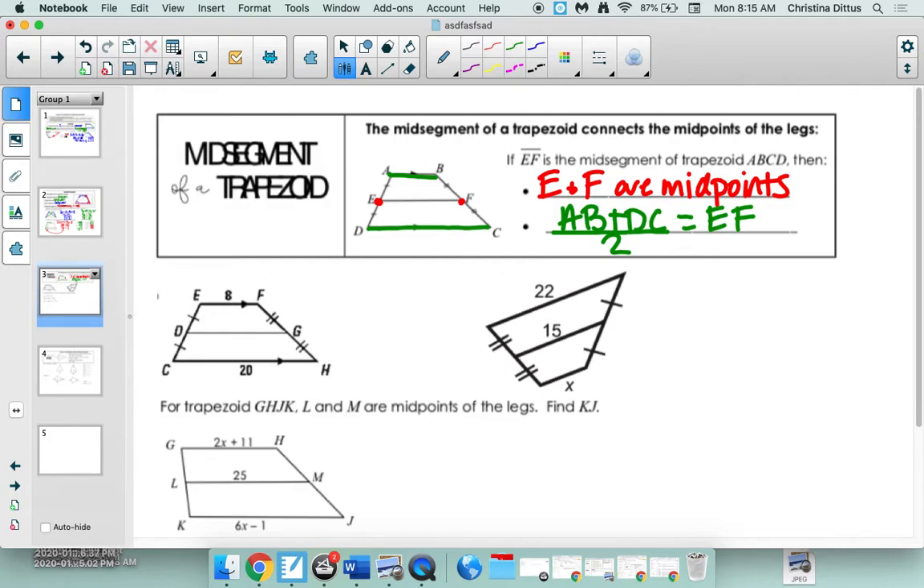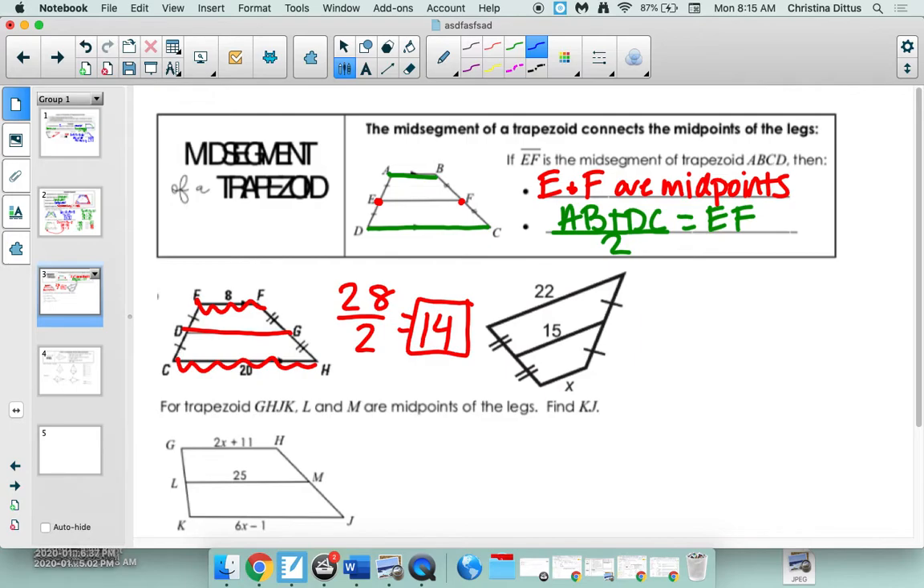So my outsides, 8 and 20, I'm going to add them and I get 28 and divide by 2. So to find this DG is 14. There's kind of 2 ways to solve these. If you're given the outside 2, I think it's just easiest to add them up and divide by 2.